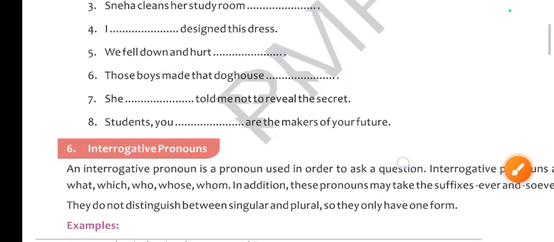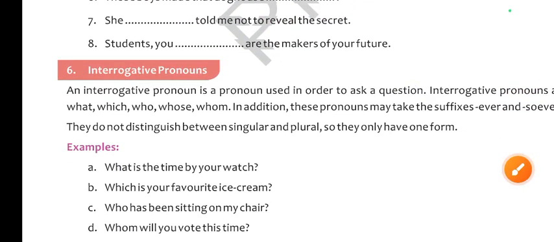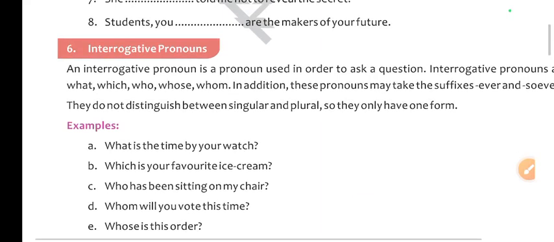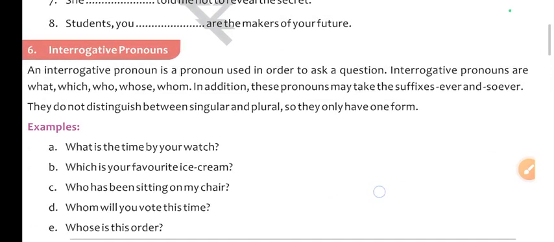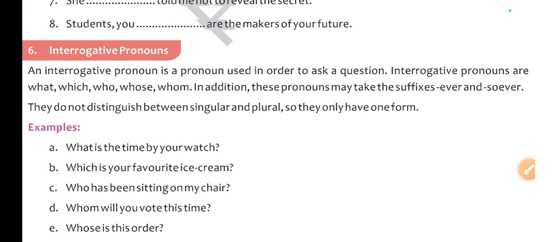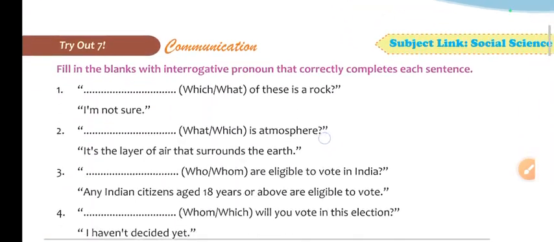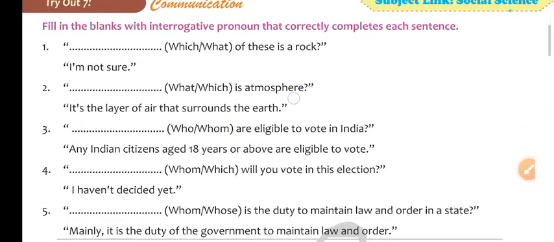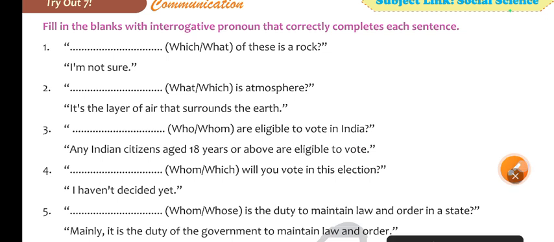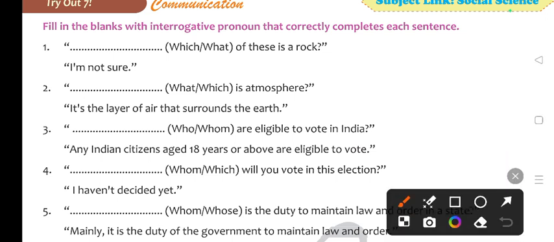Now interrogative pronouns. An interrogative pronoun is used in order to ask a question. For example, interrogative pronouns are what, which, who, whose, whom. Okay, so now we'll solve the tryout 7. Just go through this. Now fill in the blanks with interrogative pronouns that correctly complete each sentence. Now the first is, of these is a rock. So we will fill here which. Which of these is a rock?